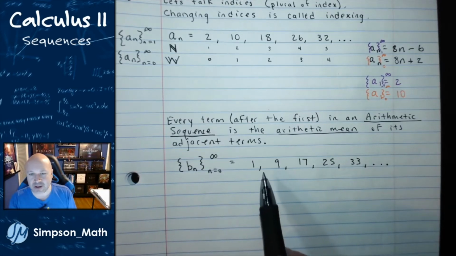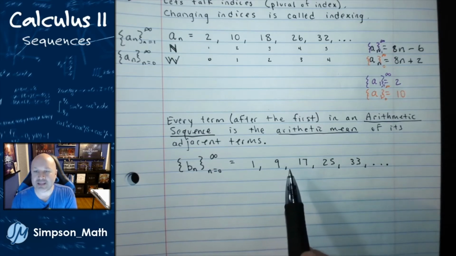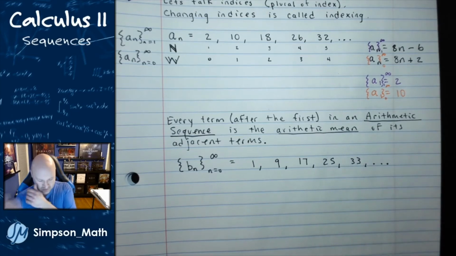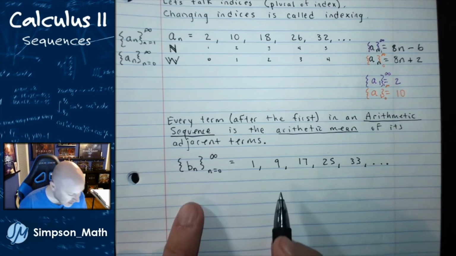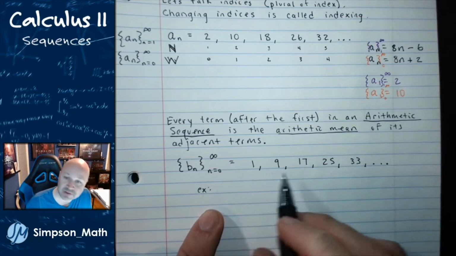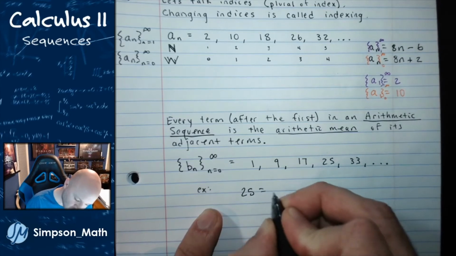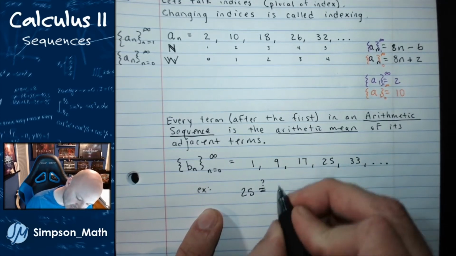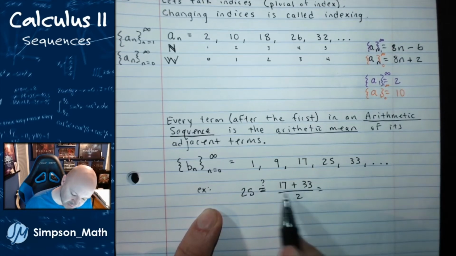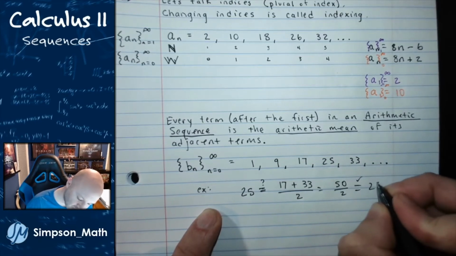Hopefully we can see a pattern. I think 8 this time. 1 plus 8 is 9, 9 plus 8 is 17, and that pattern continues. 25 plus 8 is 33, and so on. As an example here, I would call this an arithmetic sequence, and 25 should be equal to 17 plus 33 divided by 2. If I add those together, that's a lovely 50. Yes, it does equal 25.